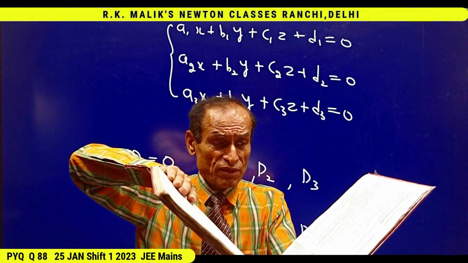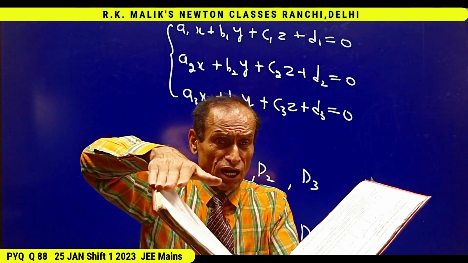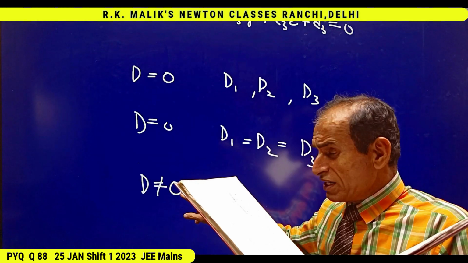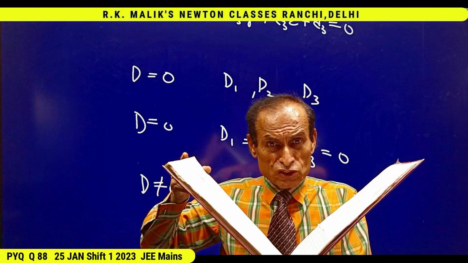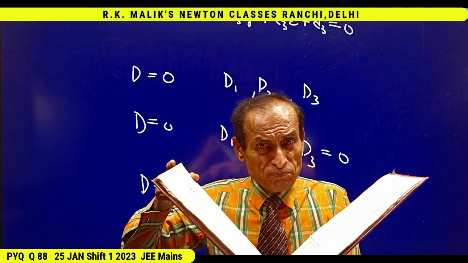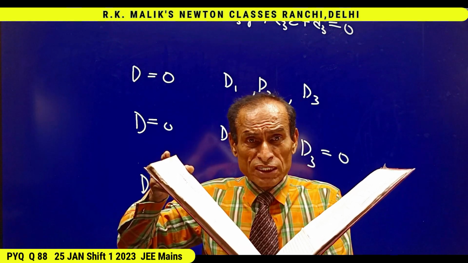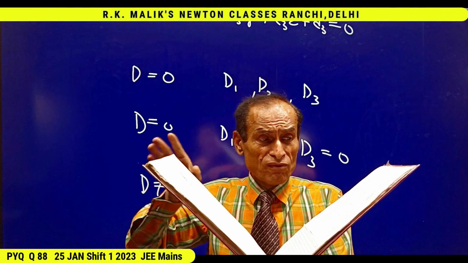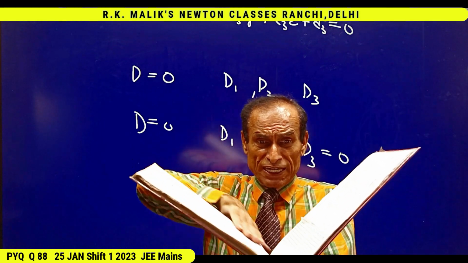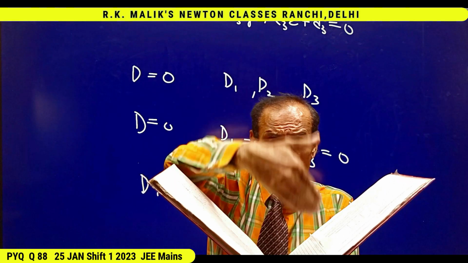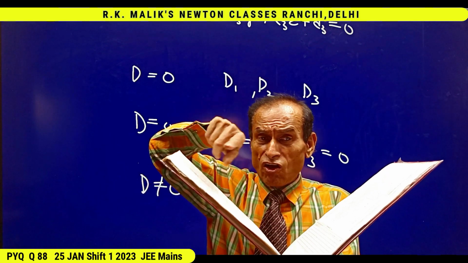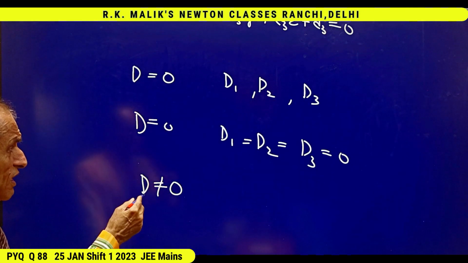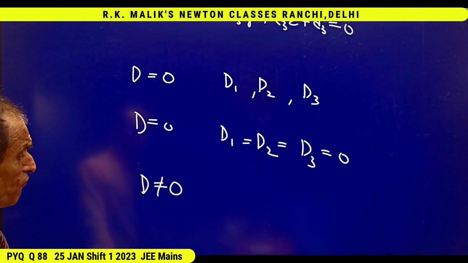That is, no solution means these planes are forming a prism. When D is non-zero, that is the situation of a unique solution. Unique solution means there is only one point which will lie on all the three planes, and that will happen when one plane is of this type, the second plane is of this type, and the third plane is of this type, and this is the only point which lies in all the three planes. Hence, if D is non-zero, there will be only one point which will lie in all the three planes.